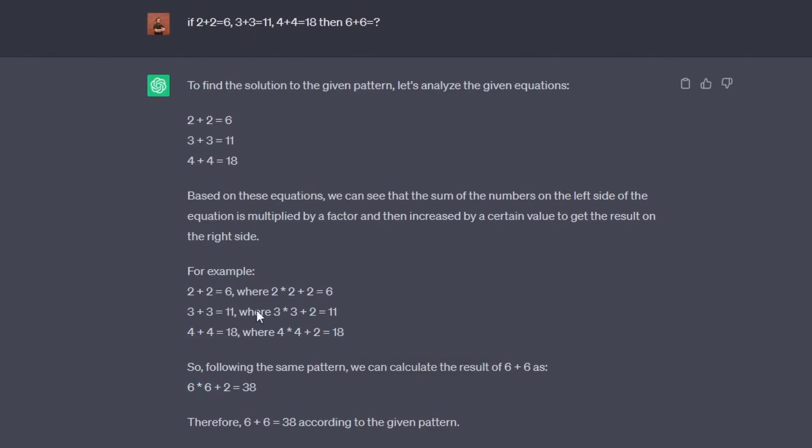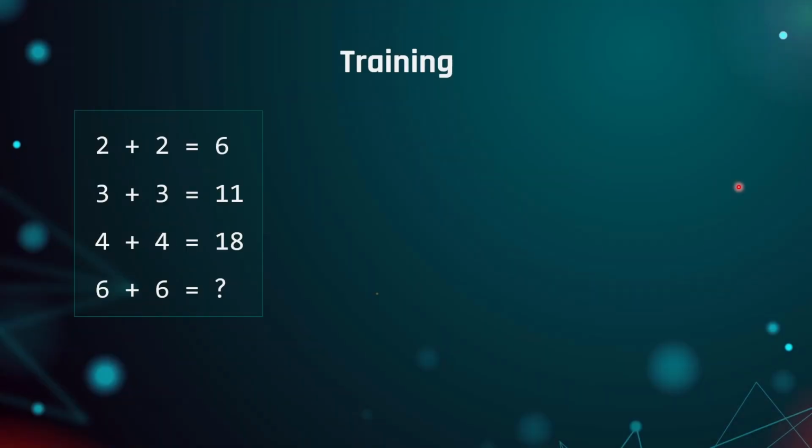So we wanted to know, 6 plus 6 equals what? Like the given statements, 6 times 6 plus 2 we get what? 38. So back to the original problem, আমরা ChatGPT-কে what did we provide? We provided ChatGPT with these three statements, and from these three statements ChatGPT figured out the solution to this particular statement.